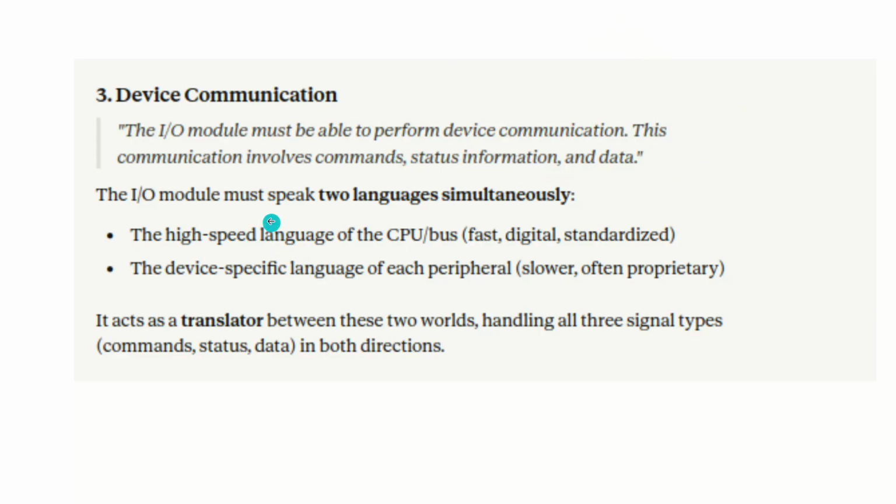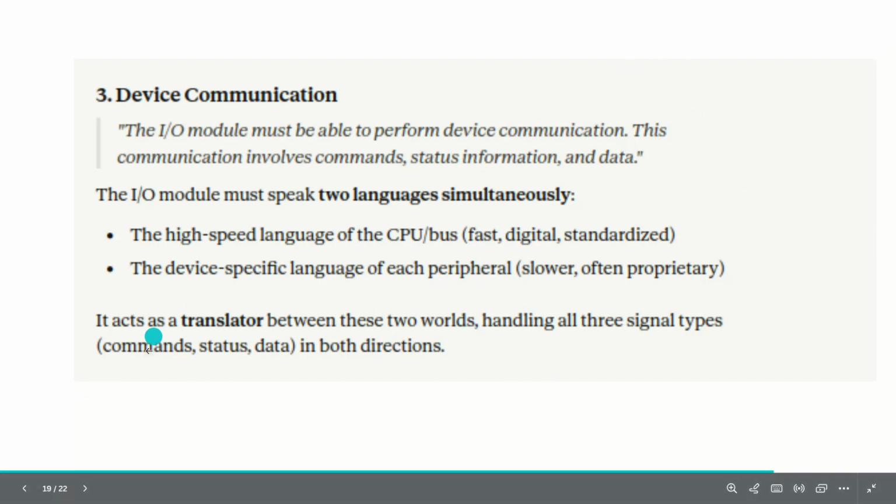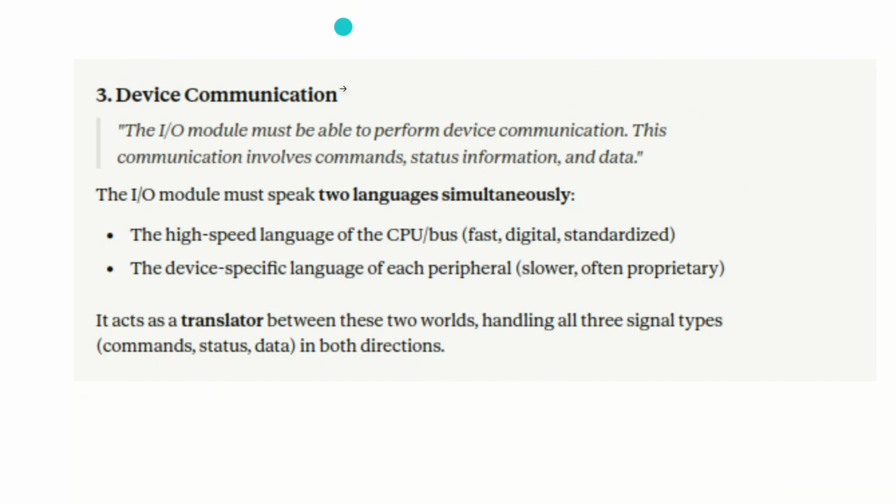The IO module must speak two languages simultaneously: the high speed language of the CPU or the buses, and the device specific language of each peripheral device. It acts as a translator between these two worlds. Each of these devices has its own device specific language, so the IO module acts as a translator between them, so device communication can happen.